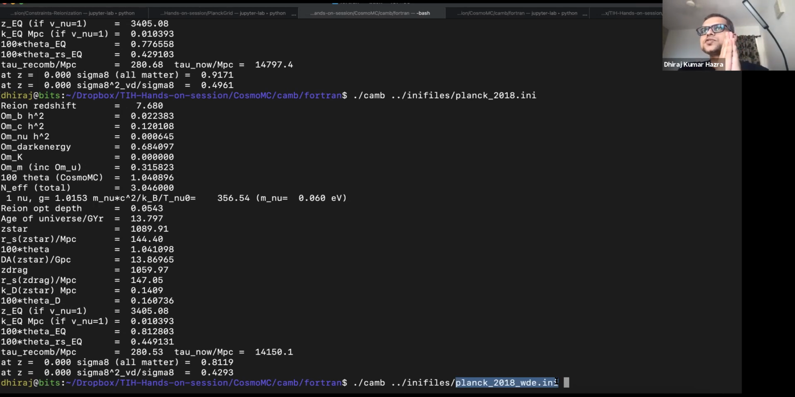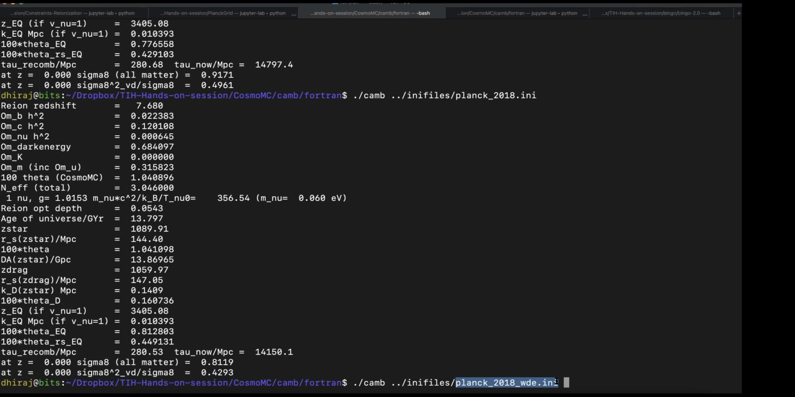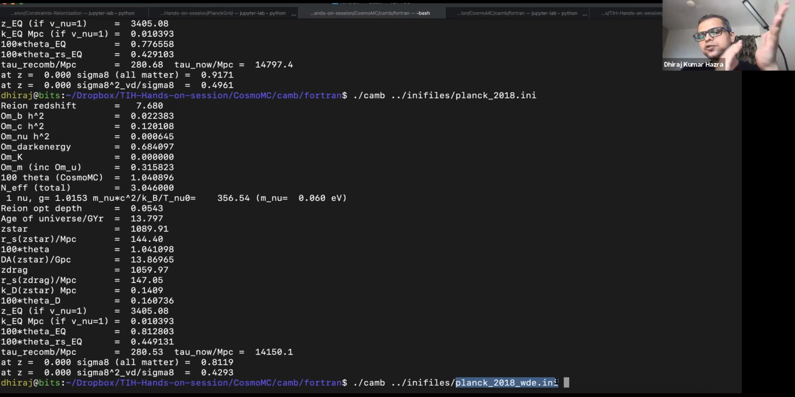So what is the equation of state for a lambda CDM cosmology? Where your W is -1. Yeah, -1. So your Planck 2018.ini has to be run with W equal to -1. Its name will be baseline.